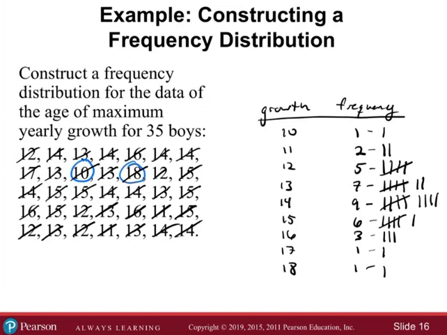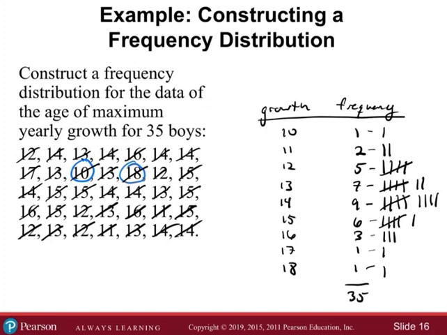Okay. So our frequencies should add up to, I think we had a total of 35 entries, so these should add up to 35. 1 plus 2 is 3, plus 5 is 8, plus 7 is 15, plus 9 is 24, 33, 34, 35, right? So notice that these add up to 35. So that means that everything was accounted for, okay?